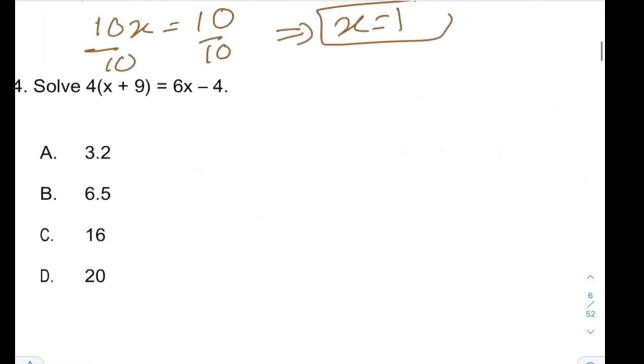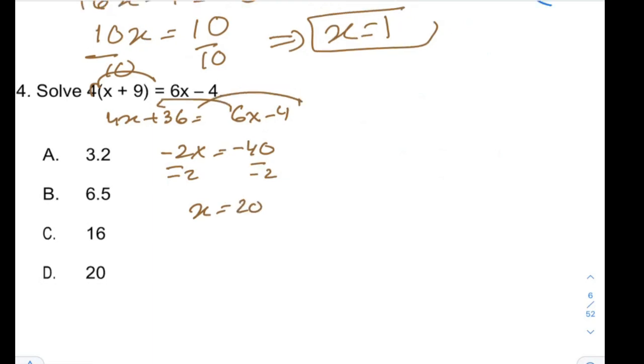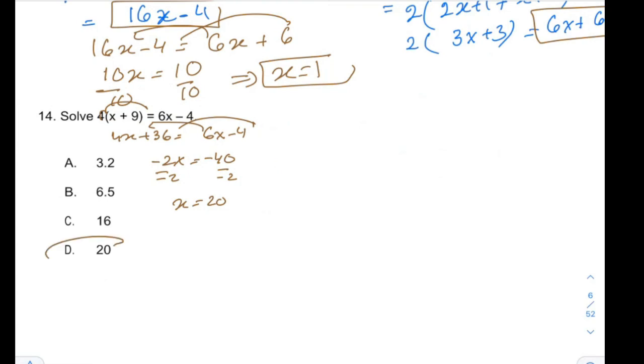Solving, simple solving. 4x plus 36 is 6x minus 4. Negative 2x is negative 40. So x is 20. Remember, combining like terms. We keep repeating that we need to combine like terms.